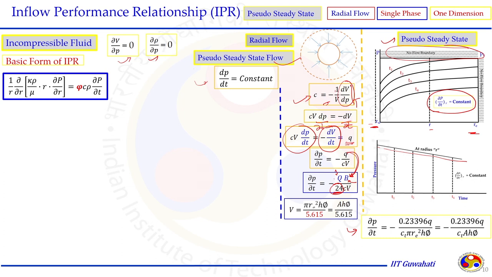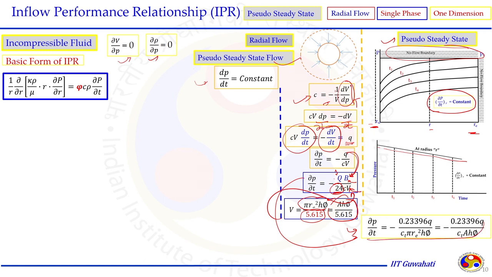And the volume that appears here is the pore volume, π r_e² h, the bulk volume multiplied by the porosity, and this 5.615 appears for the unit conversion, where for the radius we are converting from acre to feet, or in this form we can also write the volume. When we substitute this volume here, we get this expression for del p by del t, and that will be like this.